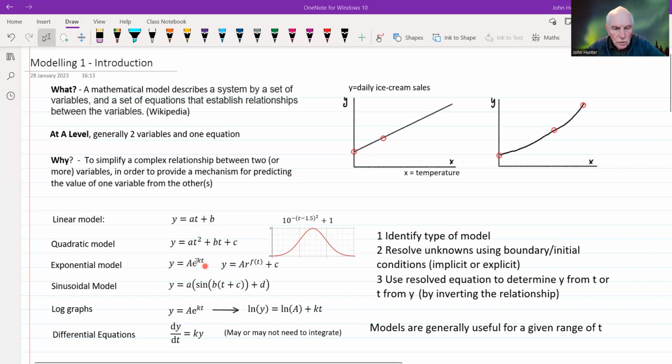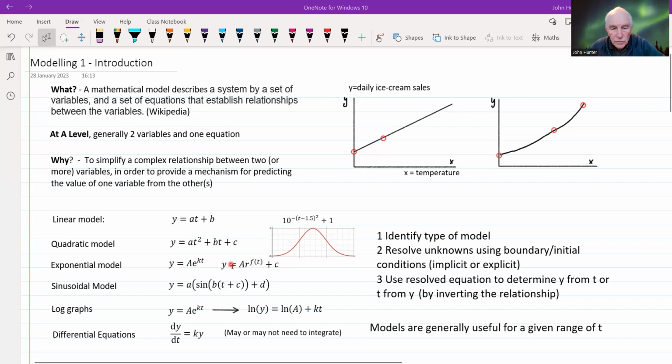Exponential models don't just have to look like this. They might be something like this, for instance, where we're not using Euler's number, we're using some other value, and it might be to the power of something which is not just a straightforward kt, but might be something more complicated, maybe quadratic.